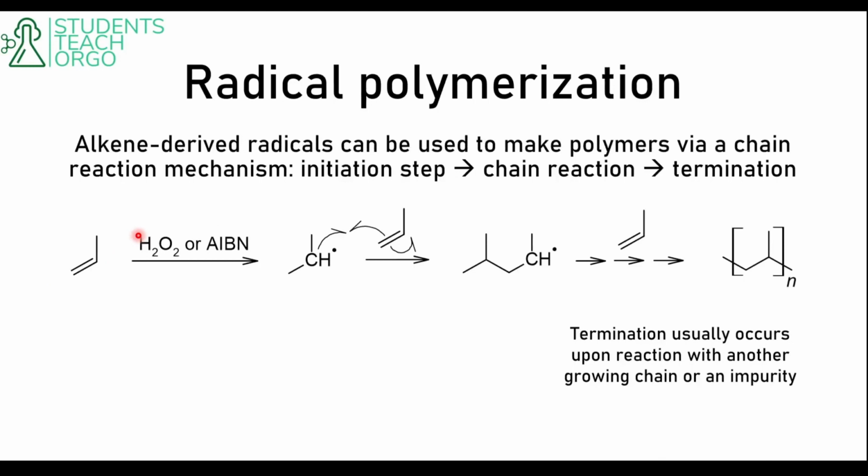Okay, and then finally, the last mechanism that we're going to talk about is radical polymerization. So we can use alkene-derived radicals to make polymers via a chain reaction mechanism. And so this has three main reaction steps. First is the initiation step, which is first creating the radical. So you can see that here in this first step. We have some alkene. Here we have propylene, and we react it with either hydrogen peroxide or this AIBN reagent, and then that will form the most stable radical. So that radical is with the radical electron on this middle carbon here.